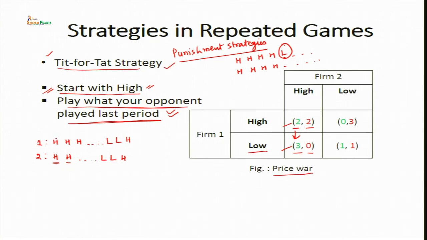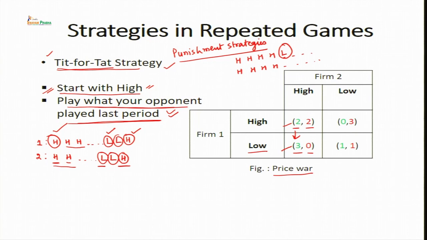Okay. So, start with H, then play what your opponent has played in the previous period. You can see here. Okay. So, they started with H. As long as the opponent was playing H, this player was playing H, but if the opponent switches to L, then this player also plays L. Okay. If it again switches to H, then this player also switches to H. So, as the name suggests, this is called tit for tat strategy. Okay. This is one of the punishment strategies that are used while modeling these repeated games.